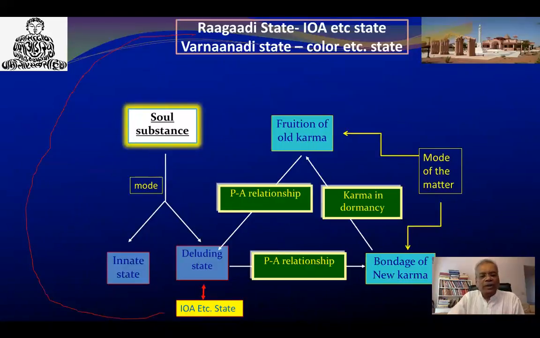Okay, so what is ragadi state? This is raga, the inclination of attachment etc. It is called a state because it is occurring within me. And the other side is a mode of the matter, which by itself is matter. So that's called varnadi, meaning color etc. state. We are just taking up karma here, but karma and beyond all those things are the varnadi state, color etc. state.